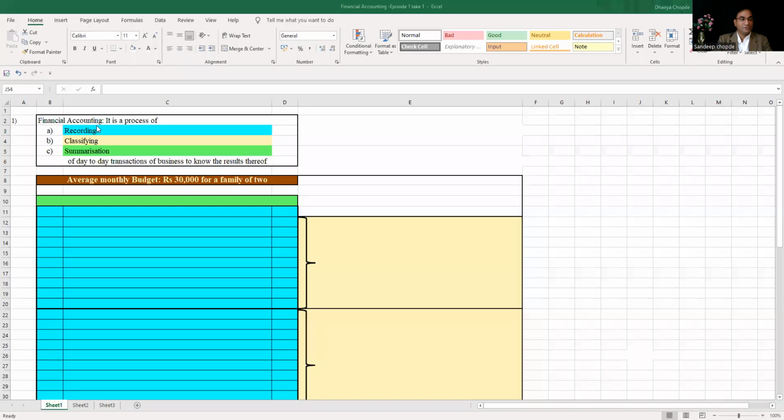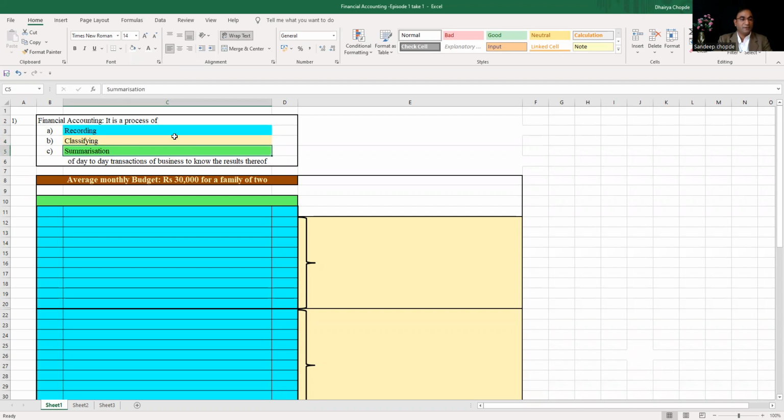To start with, let's understand the definition of financial accounting, which is the basics of finance from a household perspective. Financial accounting is a process of recording, classifying, and summarizing day-to-day transactions of business to know the results thereof. If you look at this definition, there are three steps involved in financial accounting: recording, classifying, summarizing.